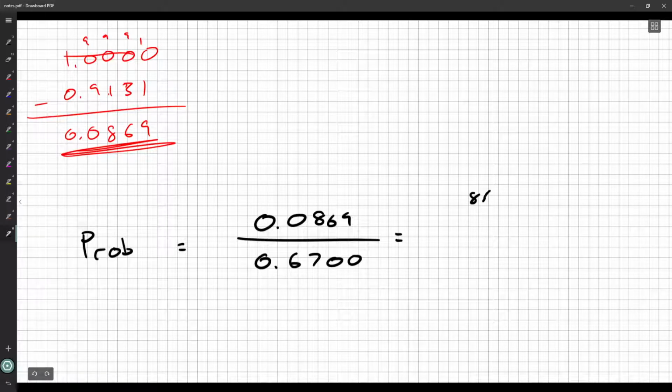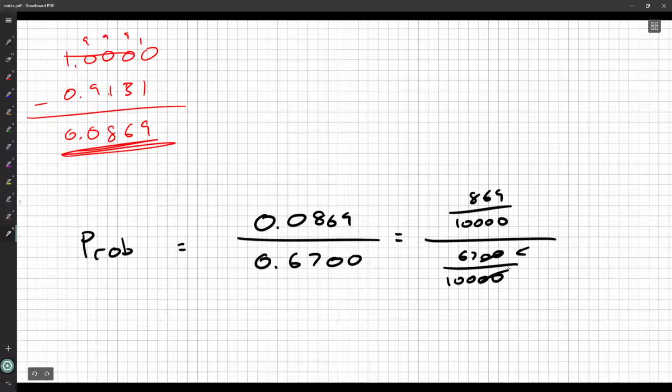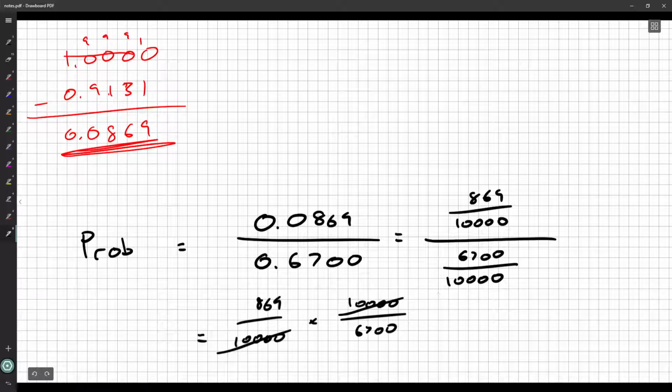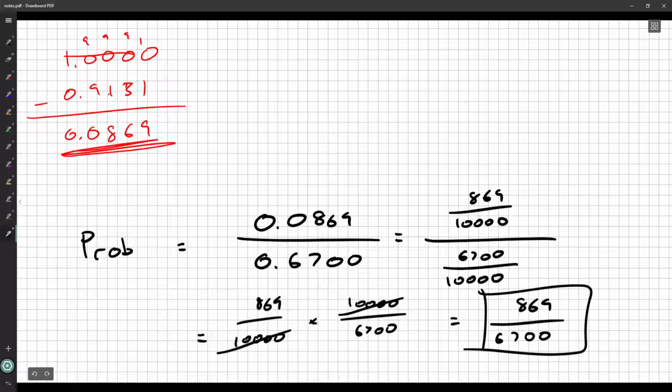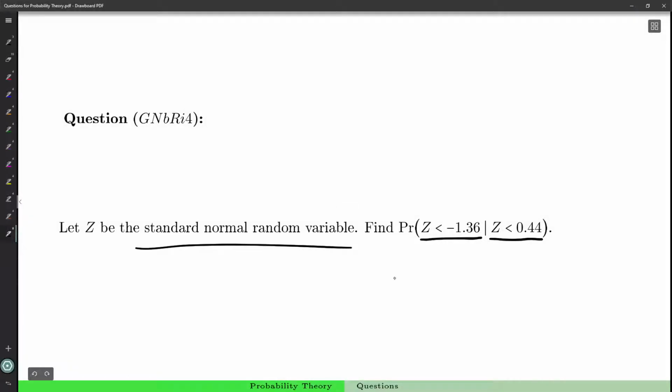I'm going to rewrite these because we are to 4 decimal places. I'm going to rewrite these as fractions over 10,000. You might say, why did you write it over 10,000? Can't you cancel out the 2 zeros here? Yes, but I'm about to simplify things. How do we divide fractions? We changed our decimals into fractions. How do we divide fractions? You invert and multiply. This is why I wrote both of them with 10,000s, because now the 10,000s cancel out. And so our probability is approximately 869 out of 6,700. There we go, and we'll leave it like that. So that is the probability: 869 out of 6,700.